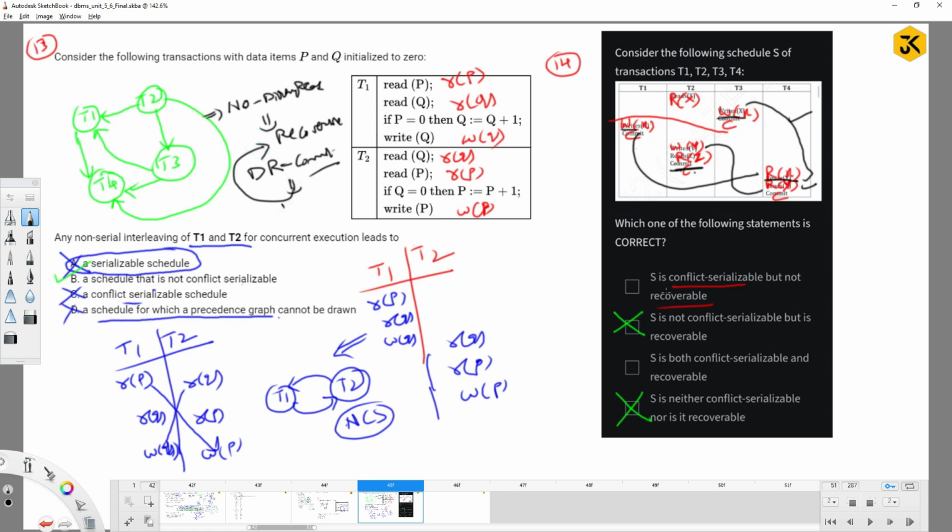So it is going to be conflict serializable and it is going to be recoverable. So option C is the correct one. Right?